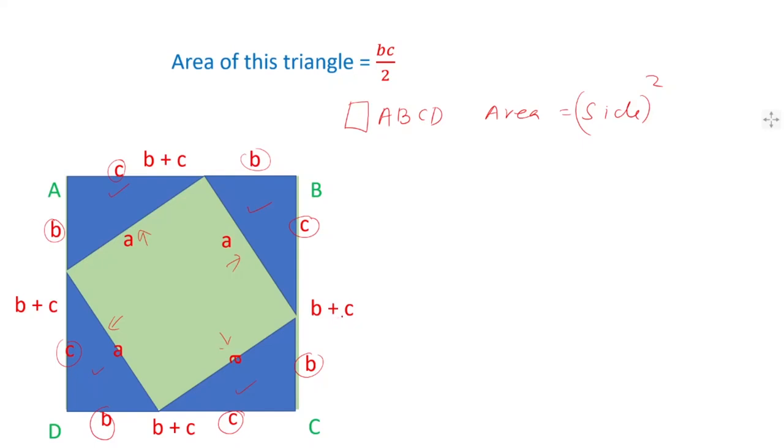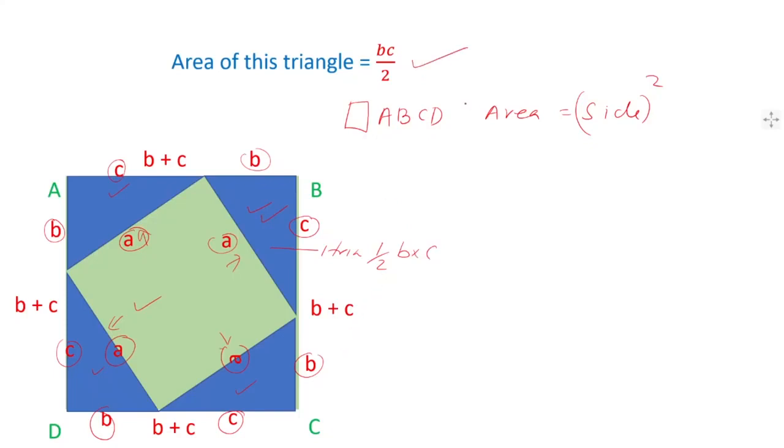At the same time, if I am trying to find out the area of this green square inside having side equal to A, all sides equal, so it is a square, and we know the formula to calculate the area of one triangle here, which is half base into height, that is what is given here, BC upon 2.